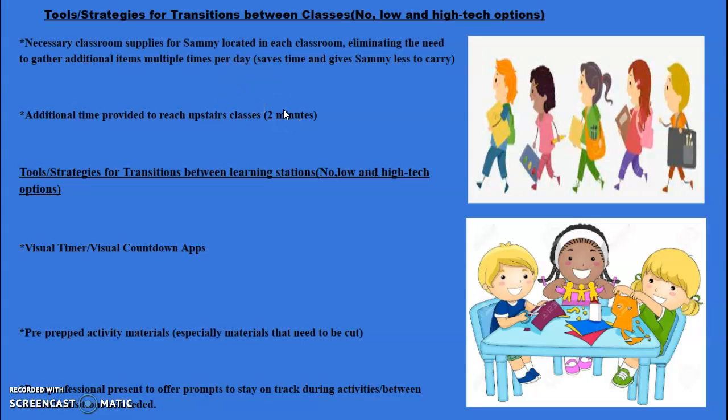Looking at different tools and strategies for transitions between learning stations. For the iPad, I looked at possible visual timers and visual countdown apps to keep Sammy on track. I'm also having pre-prepared activity materials, especially for activities where materials would need to be cut, and having a paraprofessional present to offer prompts to help Sammy stay on track during activities between station transitions as needed.